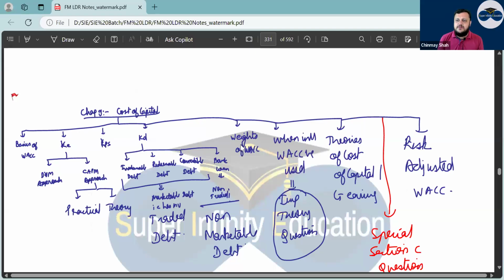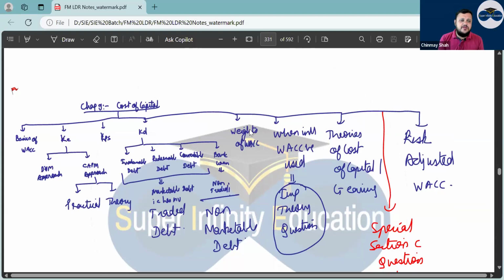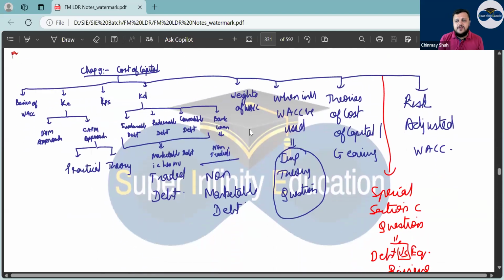There are limited types of question that can come up, right? So basics of WACC, you have, then you have KE by DVM method, CAPM approach, correct? KPS you have, then KD you have, correct? Irredeemable, redeemable, convertible, bank loan, right? Then you have something called as what? These irredeemable, redeemable, and convertible debt are marketable debt that are traded on the stock exchange. But when it comes to bank loan, it is a non-traded loan, correct? Or a non-marketable debt.